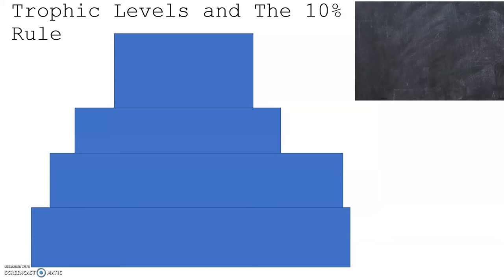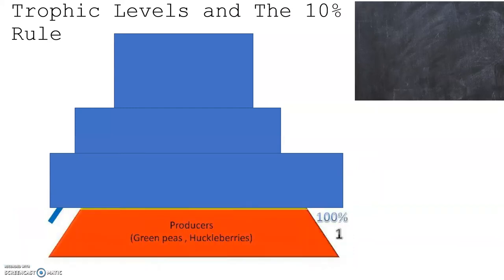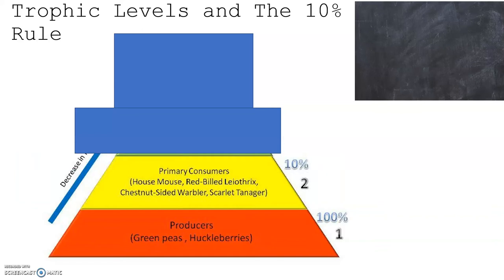Swamps and marshes and coral reefs are going to have a lot more primary productivity than something like the open ocean. If we look at trophic levels and the 10% rule, when we start with level 1, we have our producers. And if 100% of the energy is there in the producers, no matter what they are, only 10% of that energy moves on to the next level.